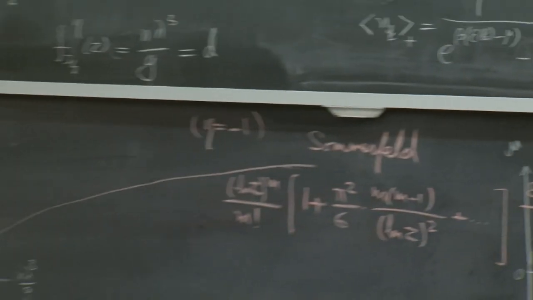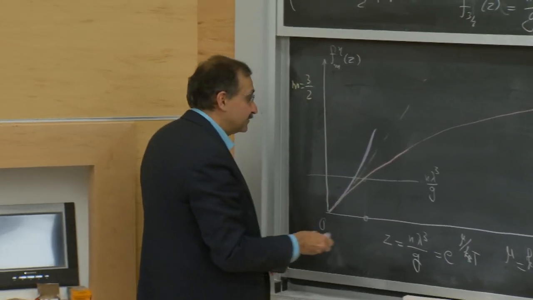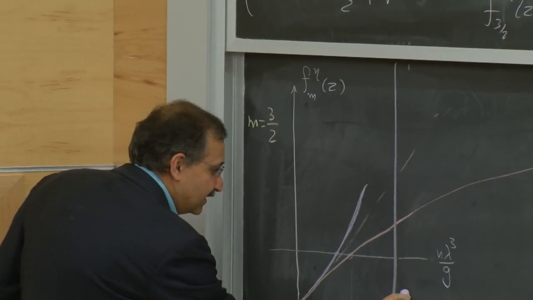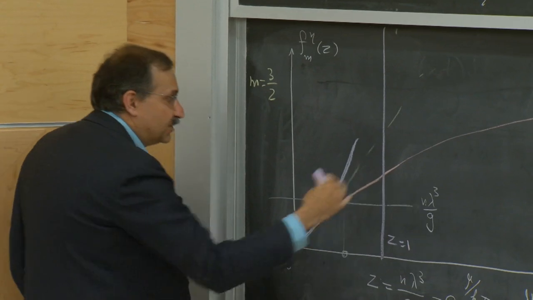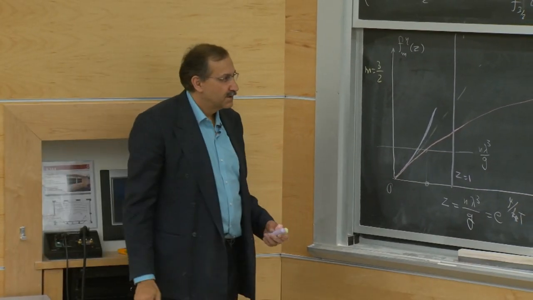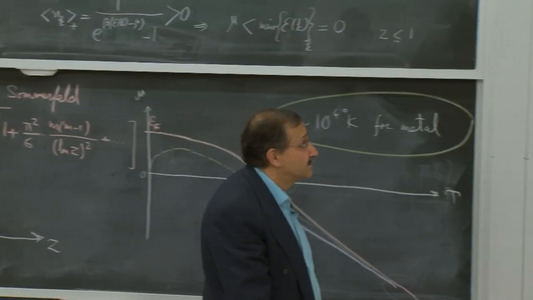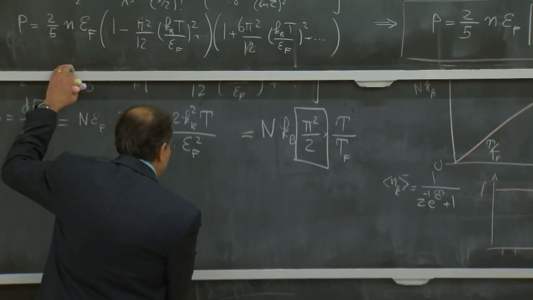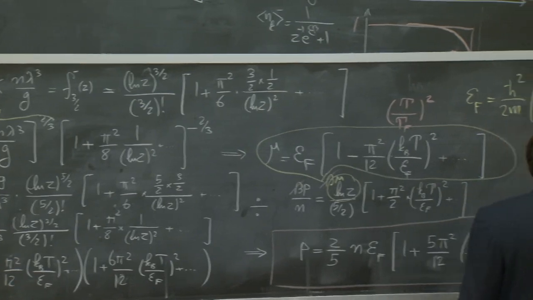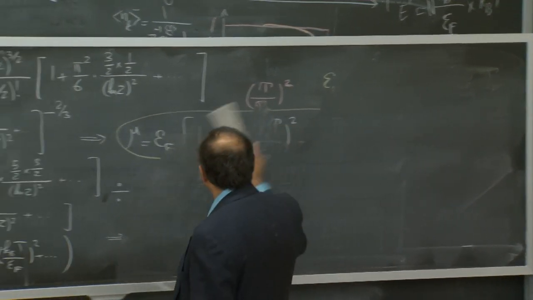OK? So there is certainly a barrier here that we are going to encounter for the case of bosons at z equals 1. We should not go beyond that point. So let's see what's happening for z equals 1, to this function.